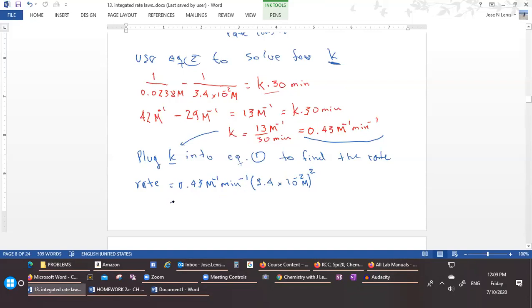I'm going to do it step by step. 0.43 molar negative 1 minutes negative 1 times, how much is this? A squared. So you write that.